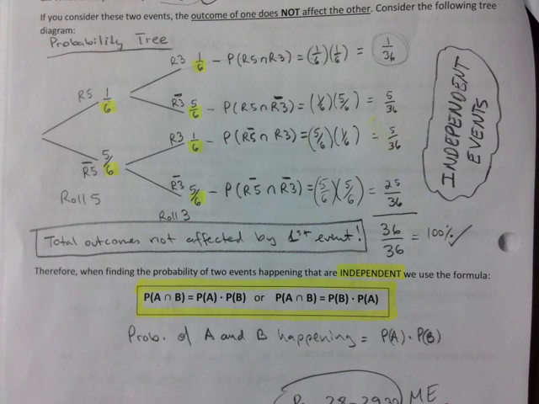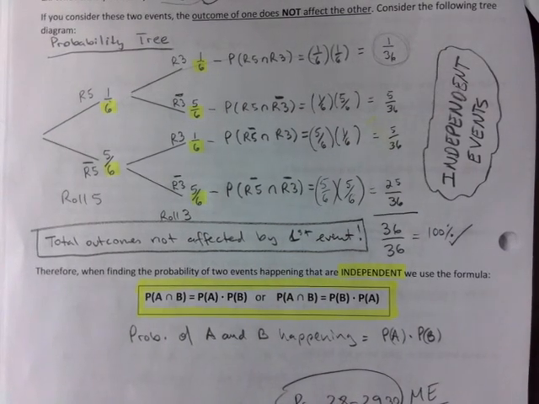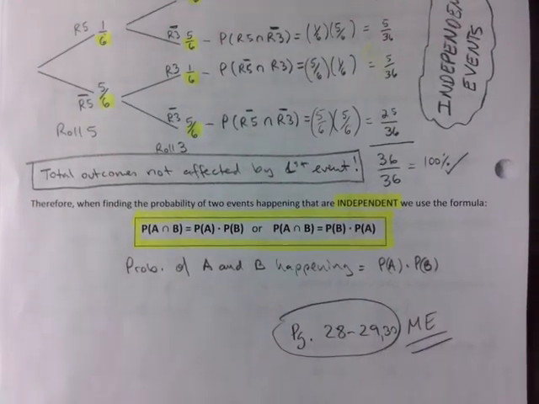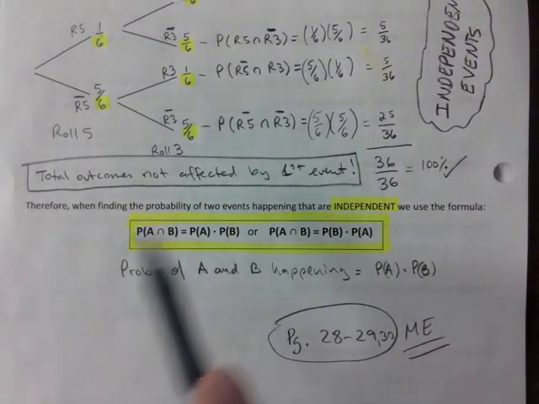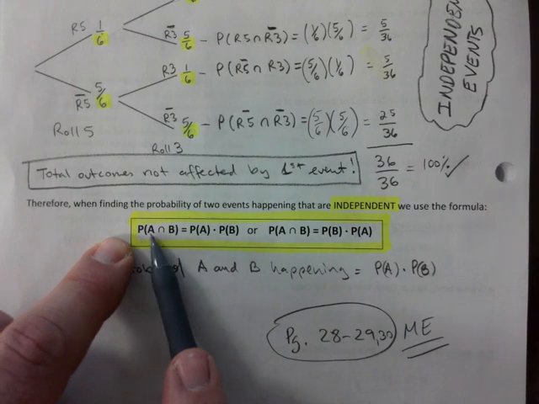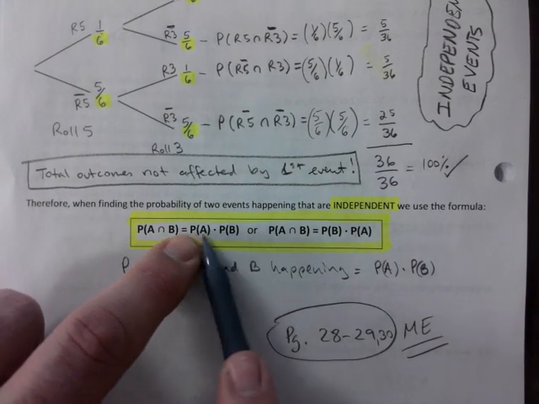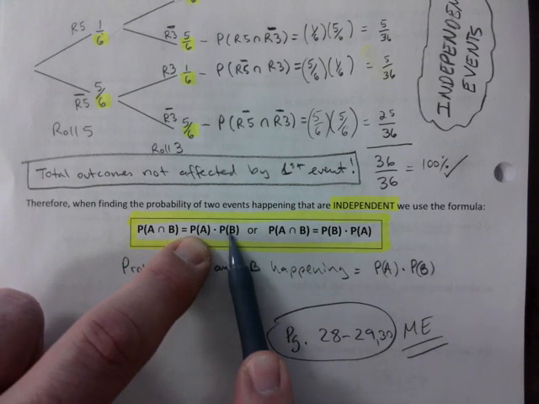It will change. Okay? So, when probabilities are independent, when you've determined they're independent, the probability of A and B happening is simply taking their probabilities and multiplying them. Okay, that's it.